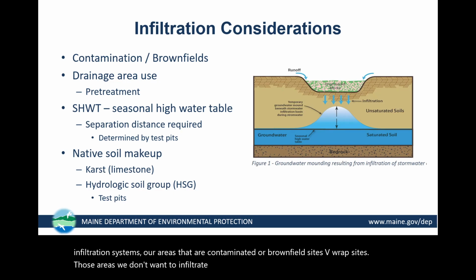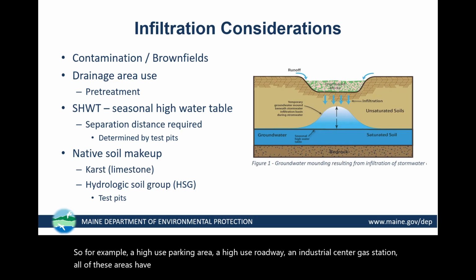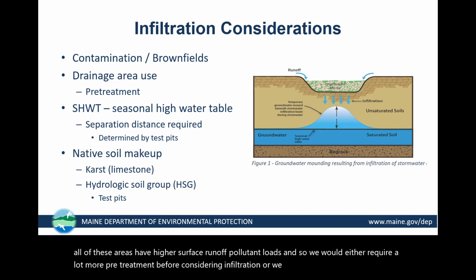It also is highly dependent on the drainage area use. So for example, a high-use parking area, a high-use roadway, an industrial center, a gas station. All of these areas have higher surface runoff pollutant loads, and so we would either require a lot more pre-treatment before considering infiltration, or we may not require infiltration on these sites at all.